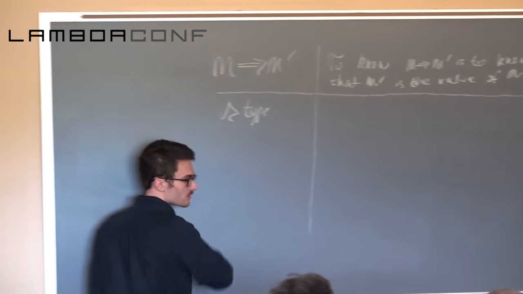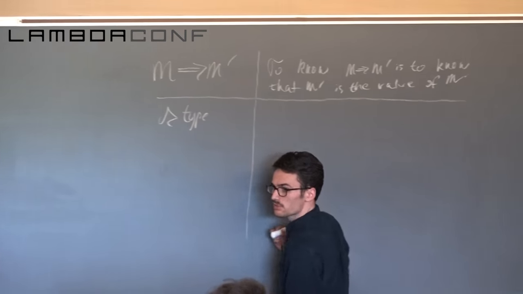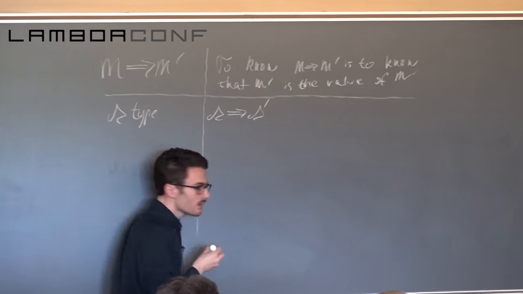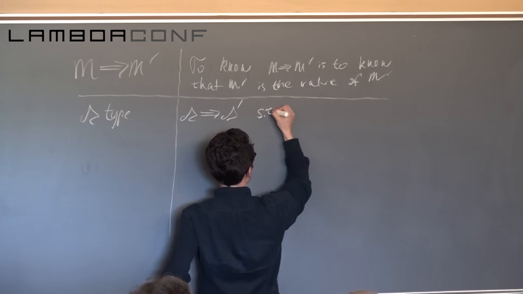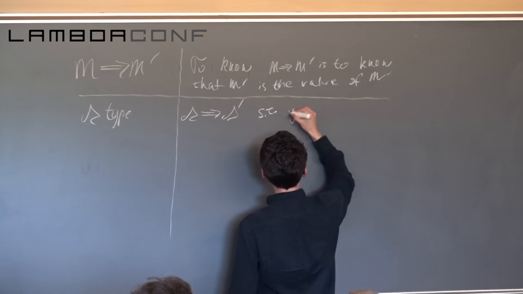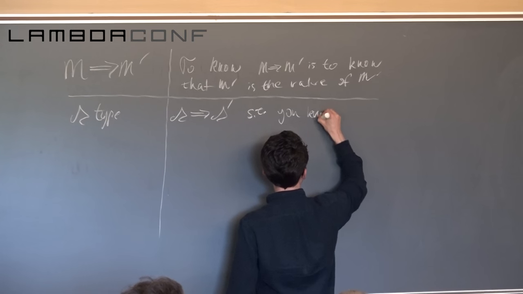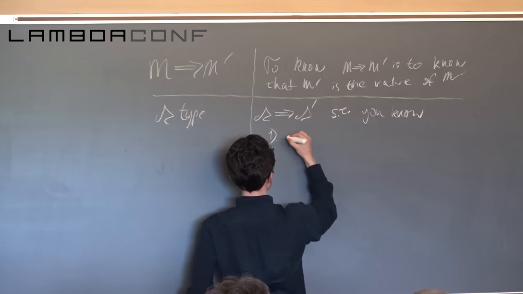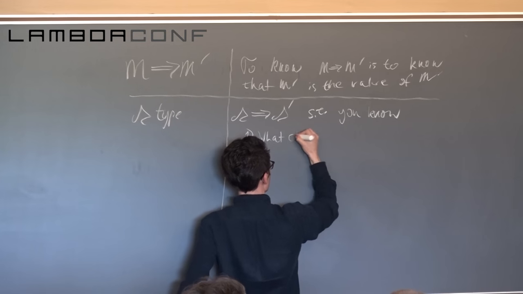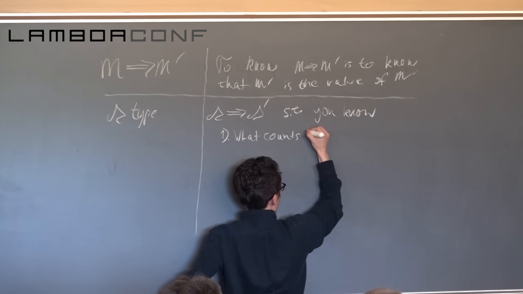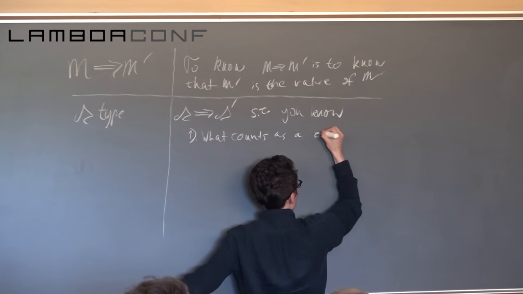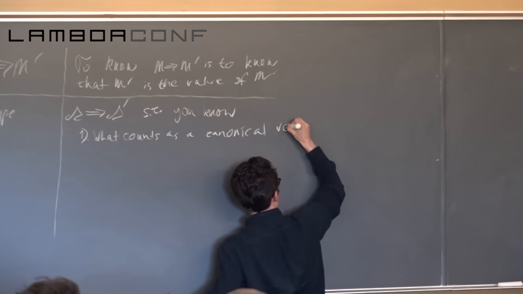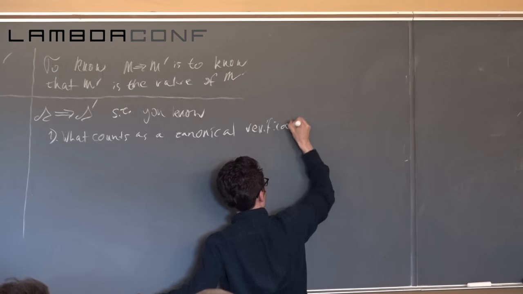Let us give the meaning explanation for A type. To know A type is to know that A evaluates to A prime such that you know a couple things. First, what counts as a canonical verification of A prime, okay?